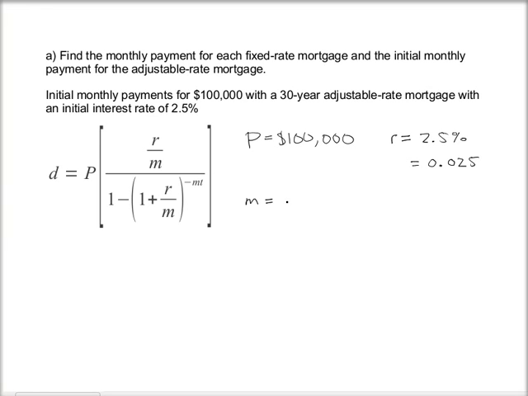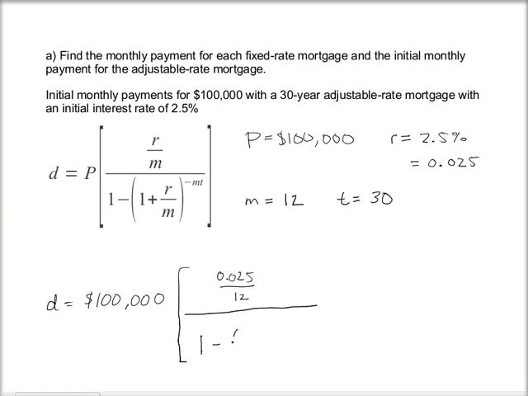M is the same. I've still got monthly payments. My interest is compounded monthly, so that's 12 times per year. For T, this is a 30-year mortgage, so T is going to be equal to 30. So now I can plug that all in. I get $100,000 times R, which is 0.025 divided by M, 12, over 1 minus parentheses 1 plus R divided by M. And this time my power is going to be negative 12 times 30.